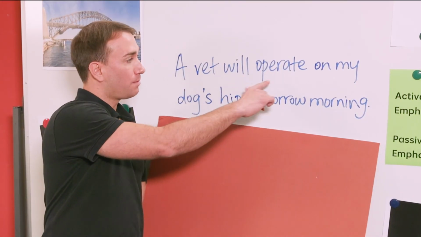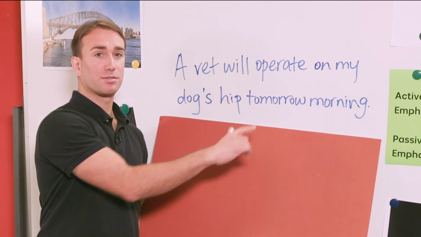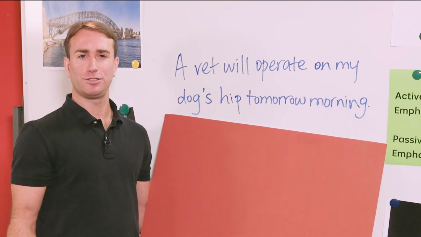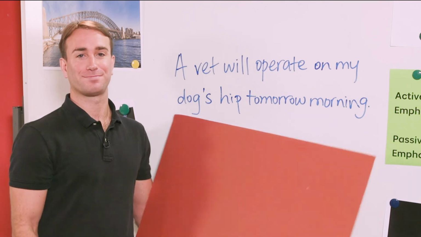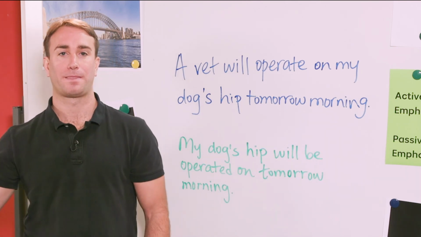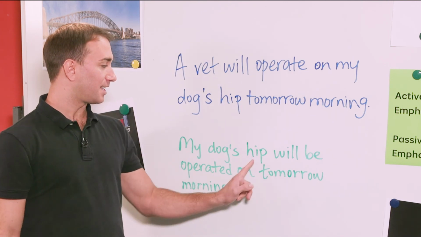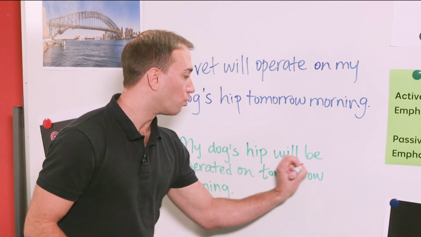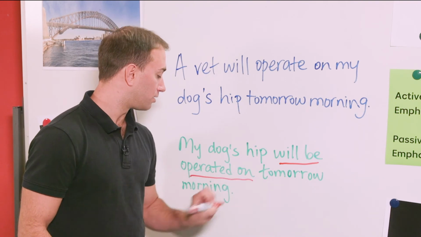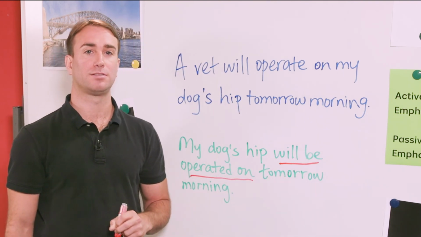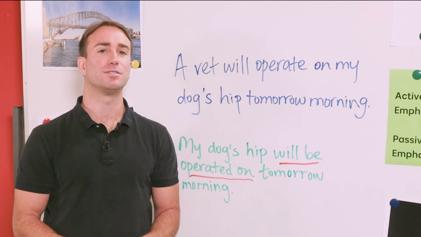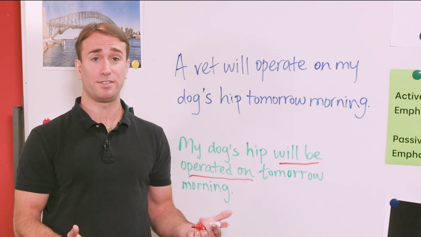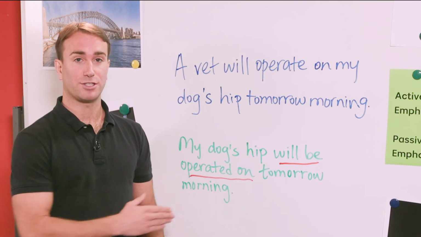A vet will operate on my dog's hip tomorrow morning. How would you change this sentence to passive voice? My dog's hip will be operated on tomorrow morning. It's pretty obvious only a vet can operate on an animal. And because the subject is obvious, we don't need to mention it.